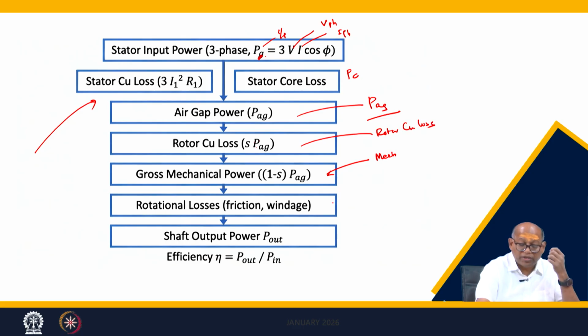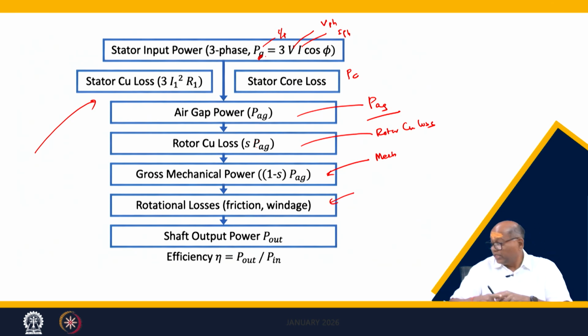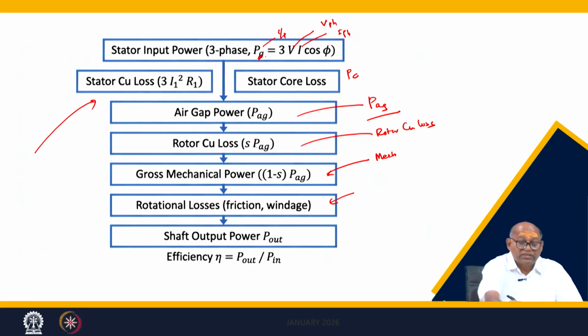Then there will be friction and windage loss, because there is air and the rotor is rotating, and the air gap is very small, only a few millimeters. There will be a lot of viscous friction, and friction because of the bearing and other things. Windage means friction due to wind, viscous friction. So there will be rotational losses. Then finally the shaft power is available, P out. This is P in and this is P out. P in is equal to P out plus losses.